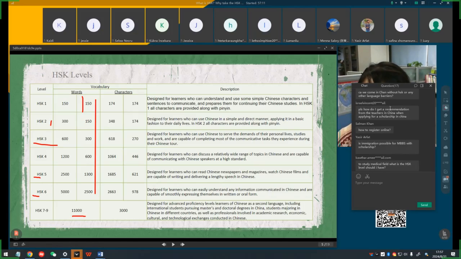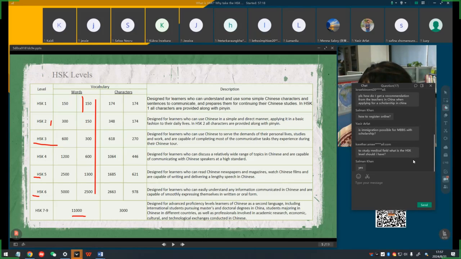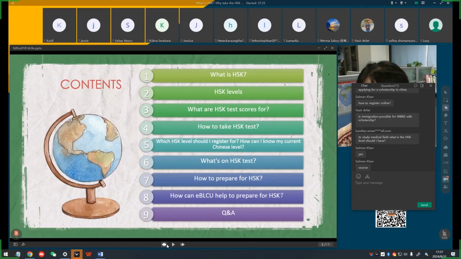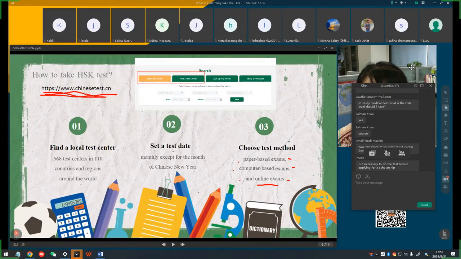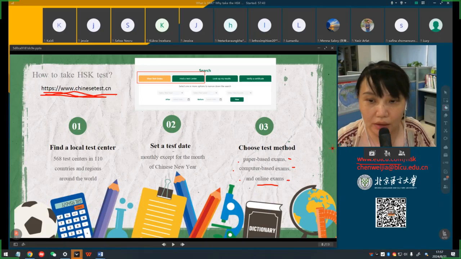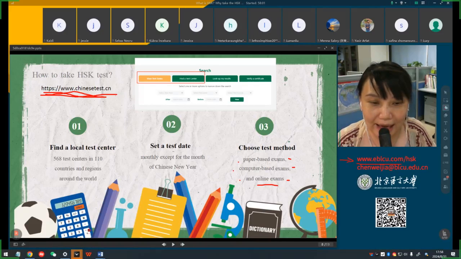How to register online? Do you mean registering for the HSK test or for the HSK course that we have? If you want to register for the HSK test, go to this website, www.chinesetest.cn, to register for a test and also to check if you have a test center near you. That's the official website. And if you're interested in taking an online Chinese course, HSK course with us, with BLCU, this is our website, www.eblcu.com/HSK.